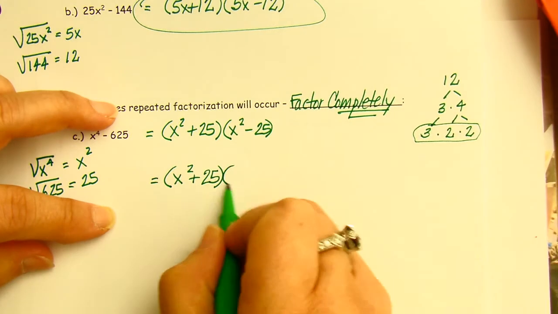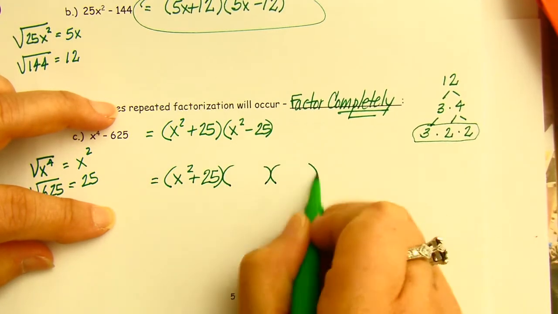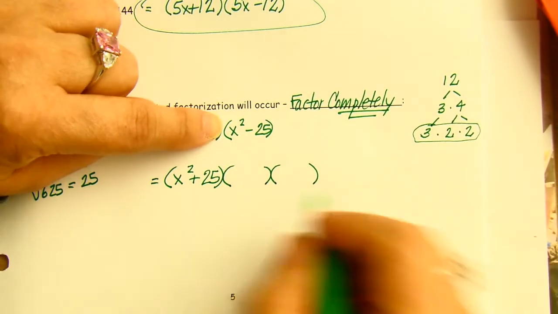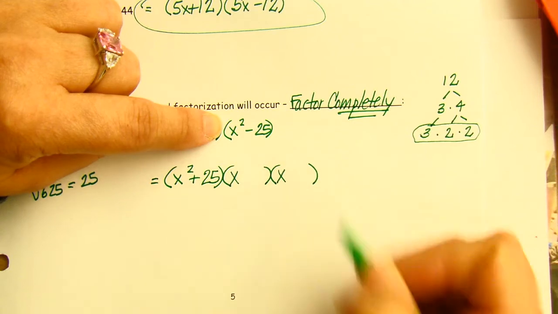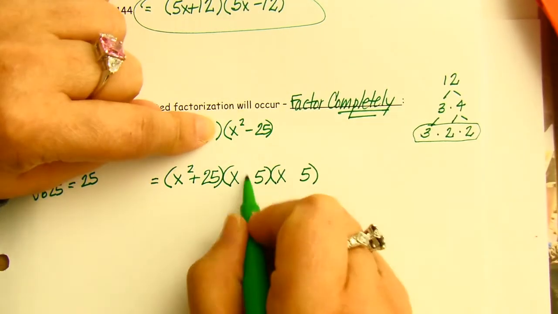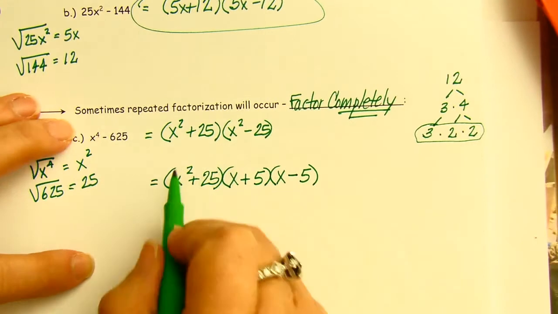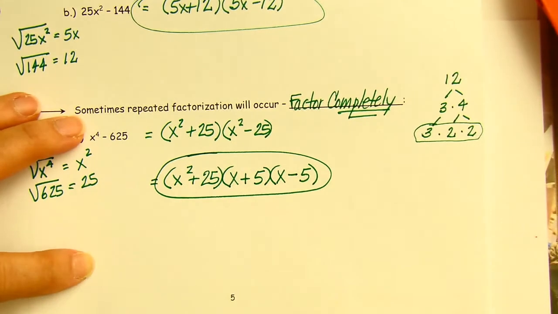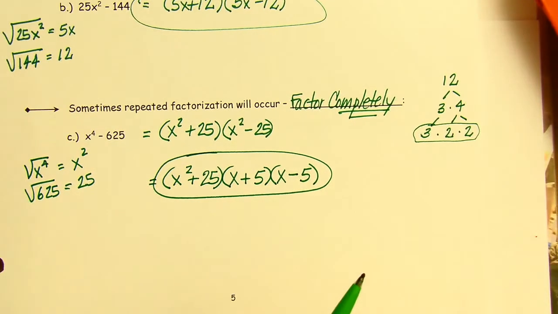So now I'm busting apart the x squared, subtract 25. Again, take the square root of x squared, you get x. Take the square root of 25, you get 5. One's plus, one's minus. Now I'm fully factored. And notice I do have a product of binomials, product of terms.